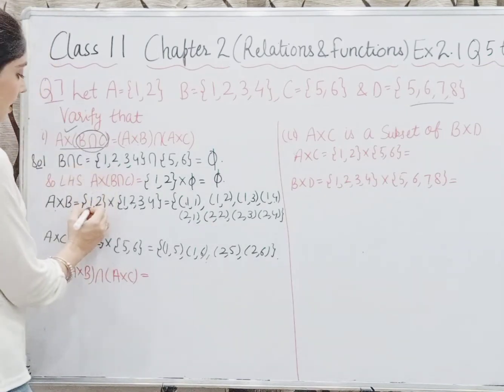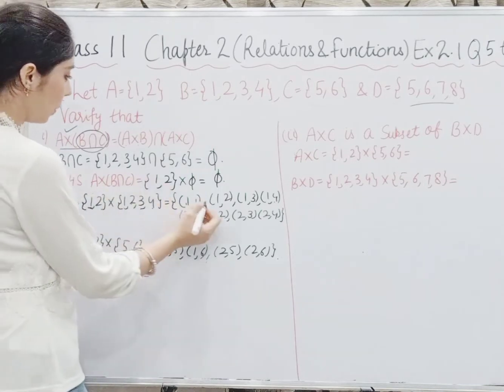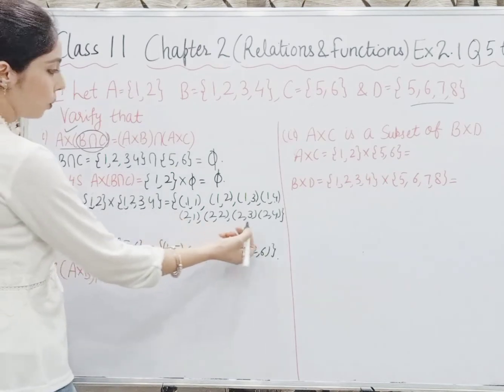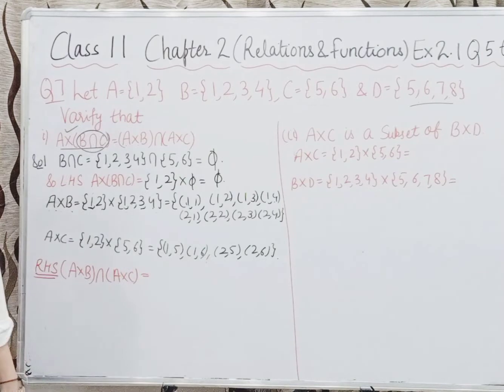So first of all, we will write the first component with all the components of the second set. Okay. This will be (1,1), (1,2), (1,3), (1,4). And this will be (2,1), (2,2), (2,3) and (2,4). Okay. Now what about the Cartesian product of A and C?